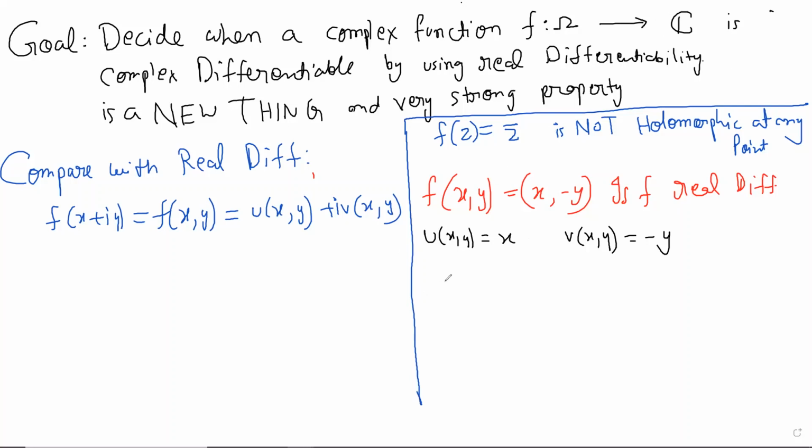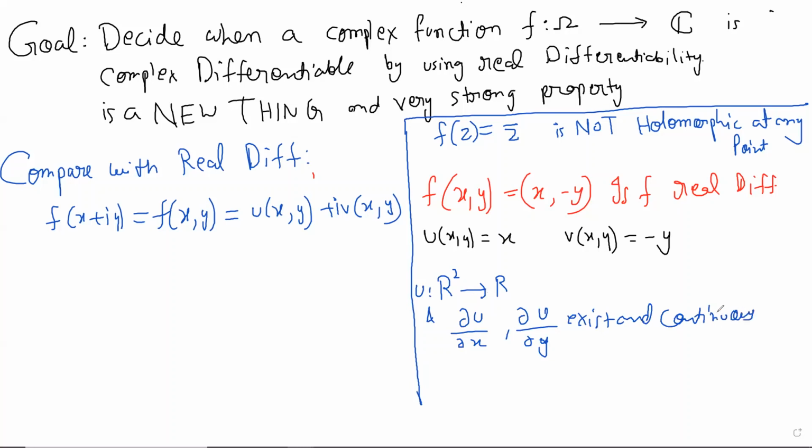So we had said that if you remember, if you have a function u from R2 to R, which is basically a two variable function giving a one variable output, and if the derivative with respect to x and the derivative with respect to y exist and are continuous. So continuous was important. The partial derivatives existing is one thing. That doesn't imply differentiability.